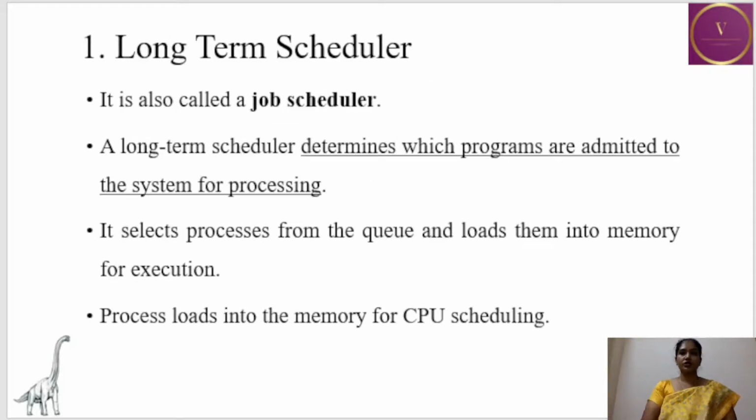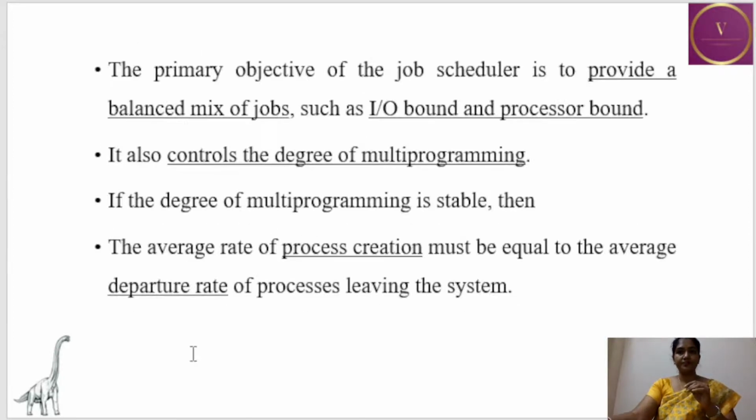Long-term scheduler is also called as job scheduler. Long-term schedulers determine which programs are admitted to the system for processing, and it selects processes from the queue and loads them into the memory for execution. The process loads into the memory for CPU scheduling.